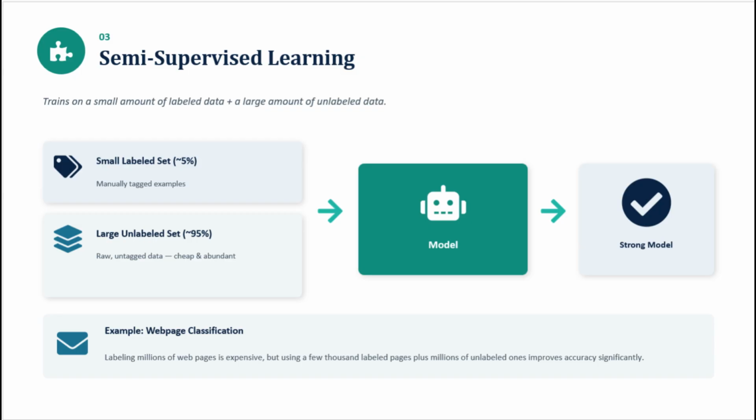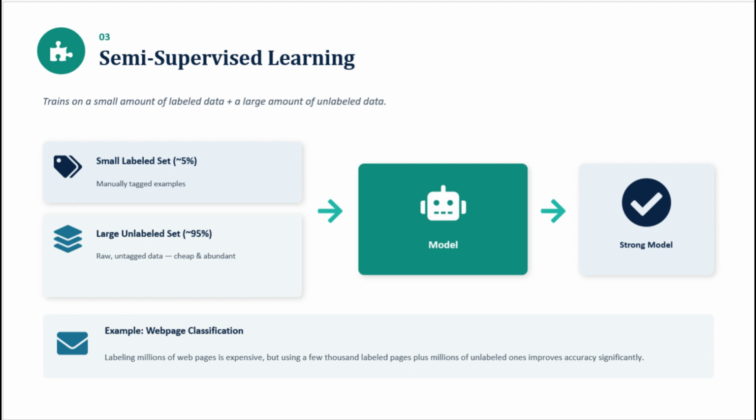In real life, labeling data is expensive and time-consuming. Imagine you have 1 million images. Manually labeling every image could take months. But what if you only label 5% of them? Can the remaining 95% still be useful? Yes. That's exactly what semi-supervised learning does.